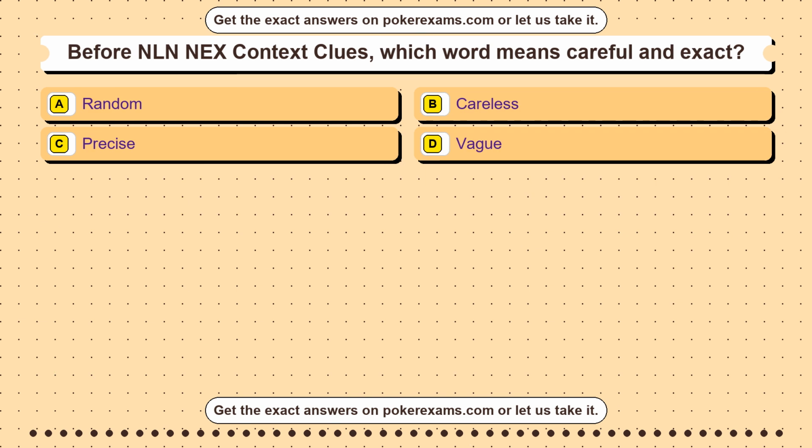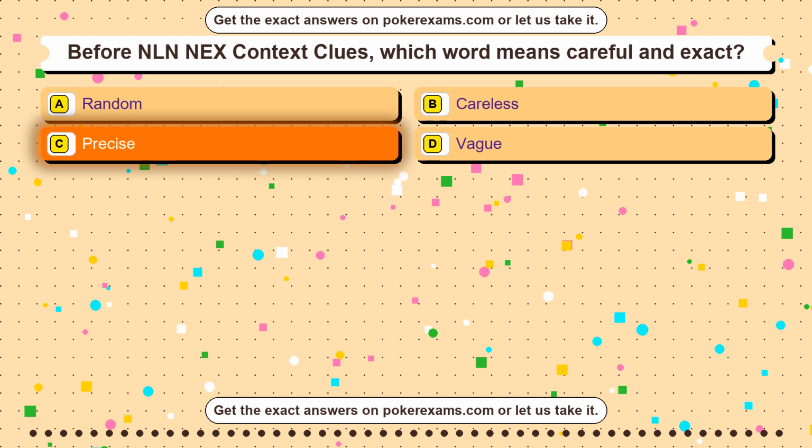Question 15. Before NLN NEX Context Clues, which word means careful and exact? Option A random. Option B careless. Option C precise. Option D vague. The correct answer is option C.